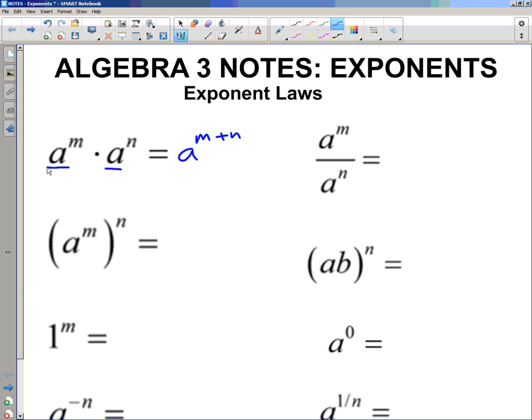I'll give an example here. If we multiply x squared times x to the fifth, that would be equal to the same base, x, and then add the exponents. 2 plus 5 is 7.